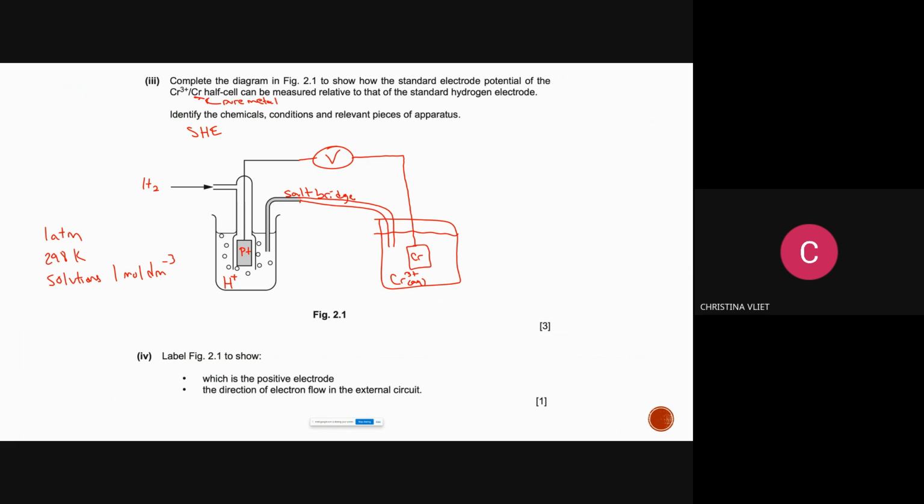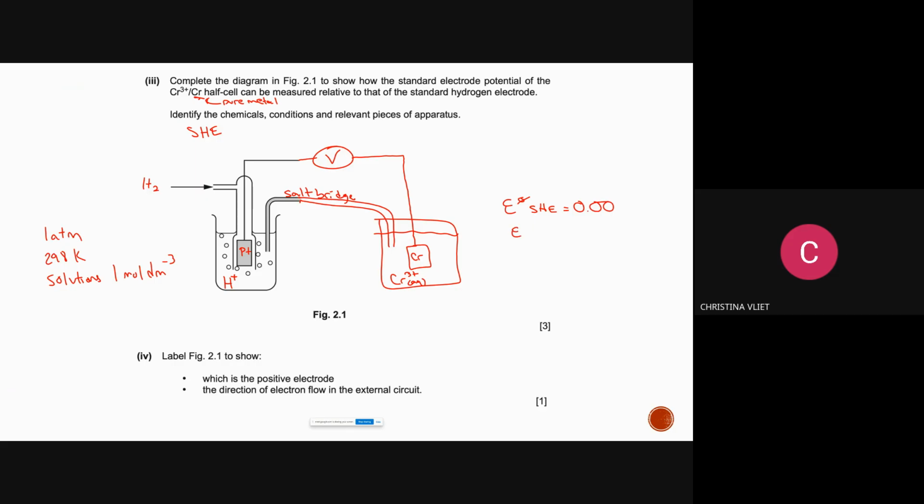So we've labeled it. Now, how do we determine which is the positive electrode and the direction of electron flow? So what is the electric potential of the sheet? Even though they don't give you a data booklet, I would say you need to know it. That's why I had you highlight it. It should be 0 because everything's compared to the sheet. So you should know that this is 0. Yes?